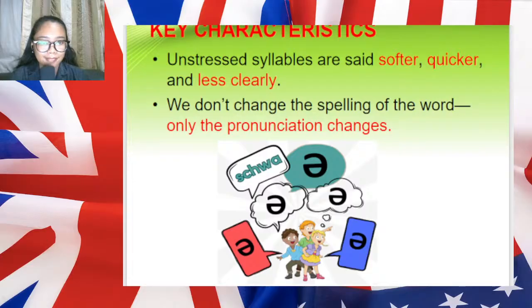Now that we know how stressed syllables work, the ones that are louder, longer, and more clear, it's time to talk about their quieter siblings, the unstressed syllables.